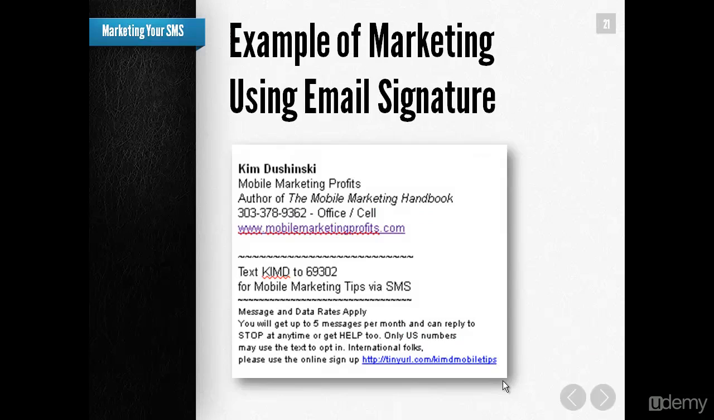Okay, way less exciting, but here's the example of putting your text message opt-in in your email signature. So just a simple, when you do your signature line, put in your text opt-in right there in your email. It's just in your email signature. So now every email you send out is soliciting people to sign up for your list.